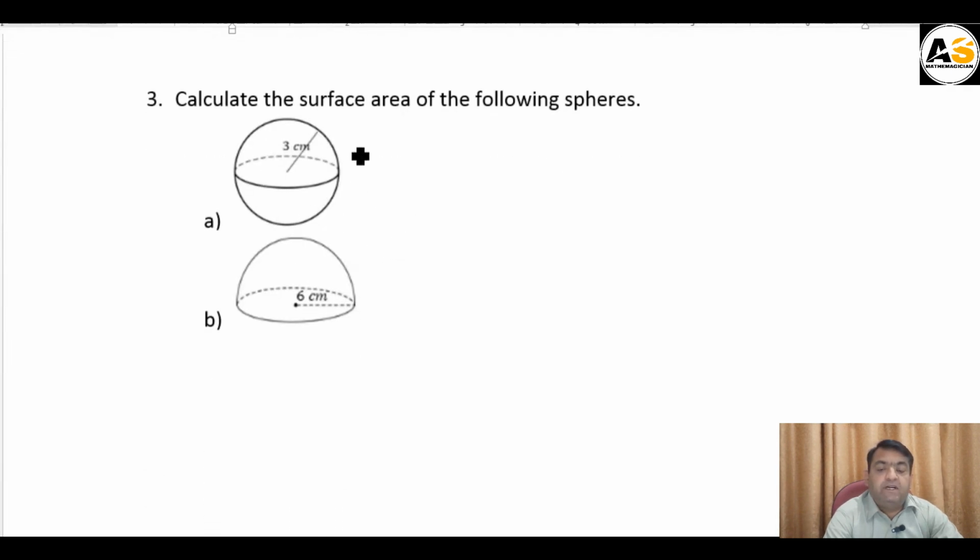Now we have to calculate the surface area of the sphere whose radius is 3 centimeter. What is the formula for surface area? This is 4 pi r square. R is 3, 3 square, 36 pi.